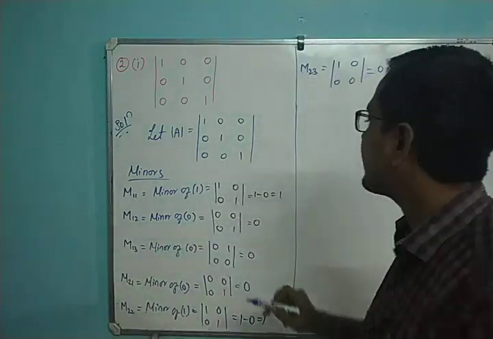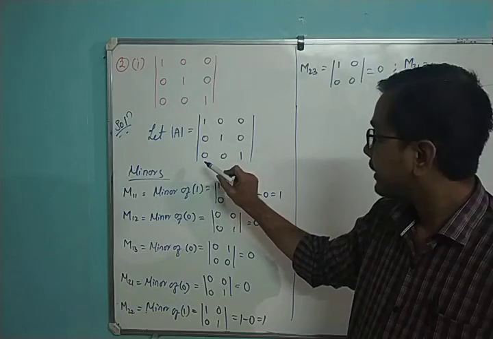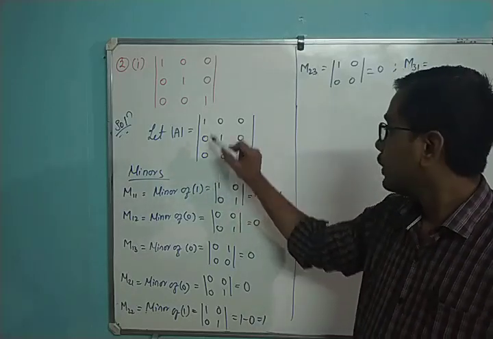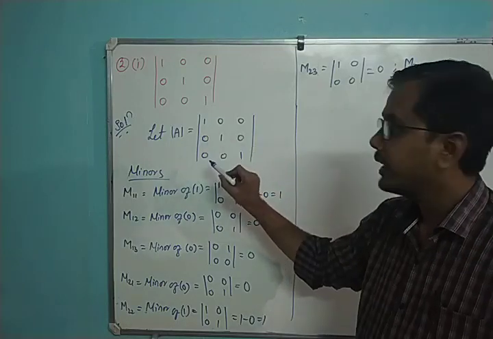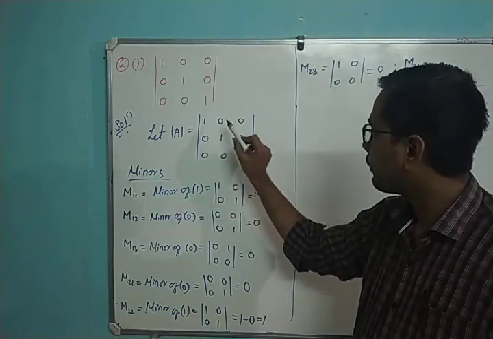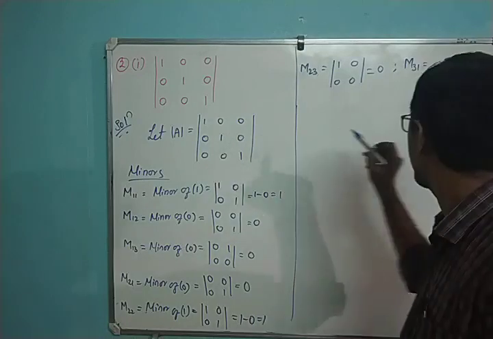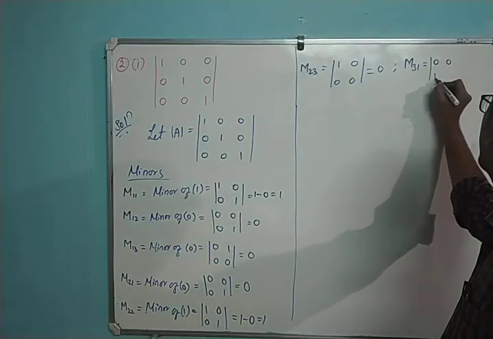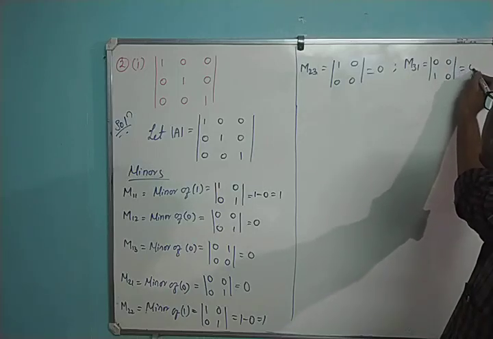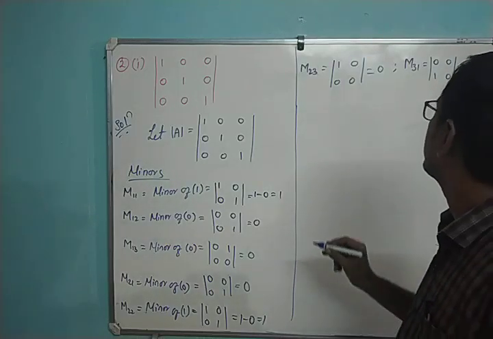So M31 is minor of A31. That is minor of this 0. So leave the row and column containing this 0. That is third row and first column. If I leave third row and first column, what will be left? 0 0 1 0. Determinant of 0, 0, 1, 0. So nothing but 0, right?